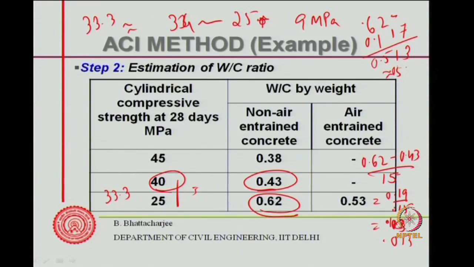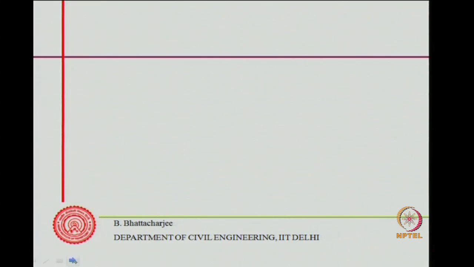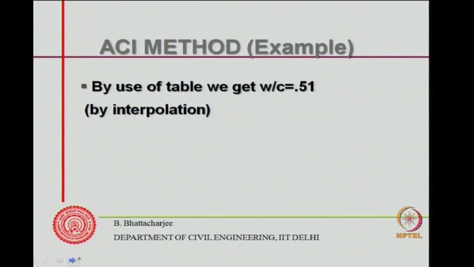So, one can interpolate if it is not available, but the actual table gives you a number of values in between. In our case we assume a water cement ratio of 0.51. So by use of the table, by interpolation, we can get the water cement ratio as 0.51.